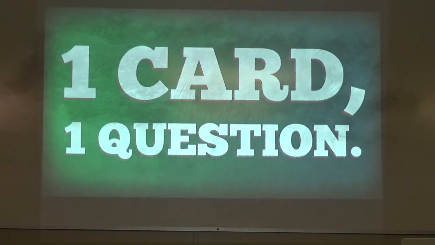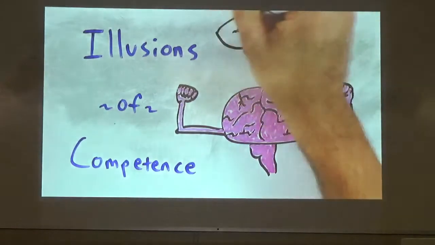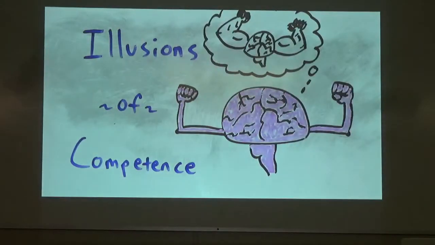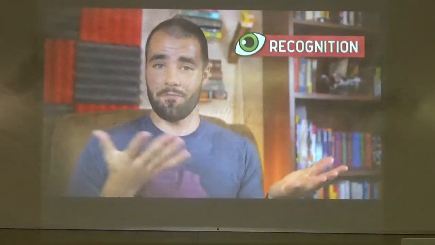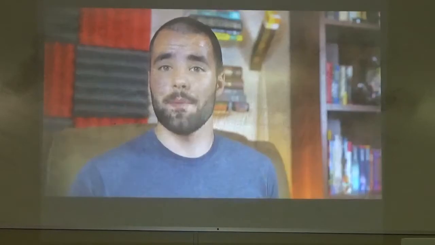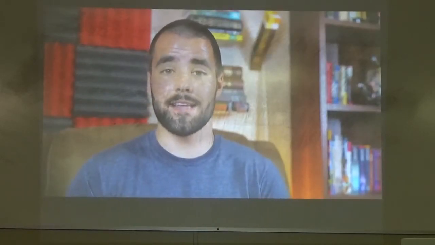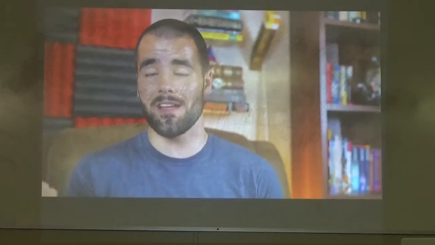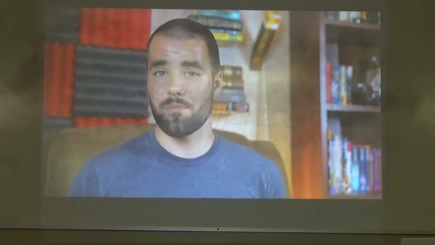Now, doing this is going to help you avoid what are called illusions of competence. Basically, our brains can really easily confuse recognition with recall. When you recognize something, you're basically affirming to yourself that, yes, I've seen this or I've been exposed to it before. But recall is different. Recall is actively retrieving something out of memory without, again, being exposed to it. And our brains can really confuse these things if we're not careful.